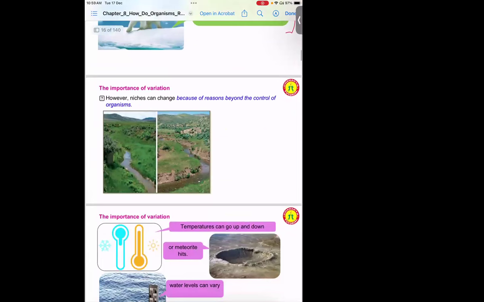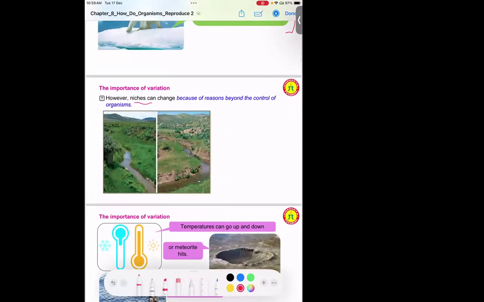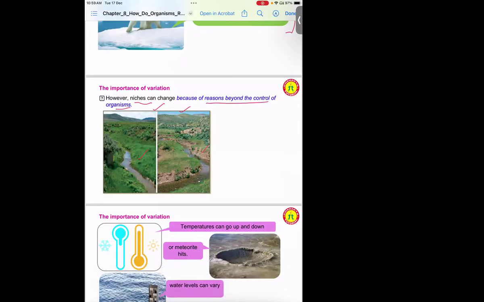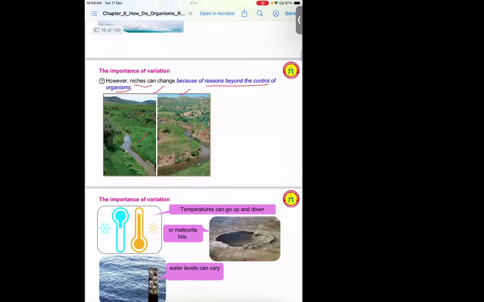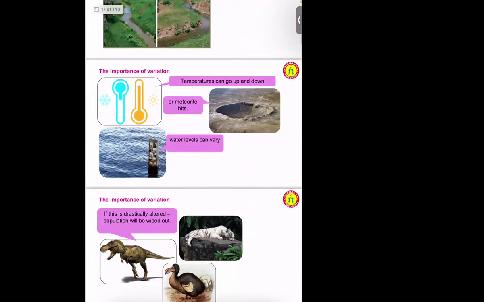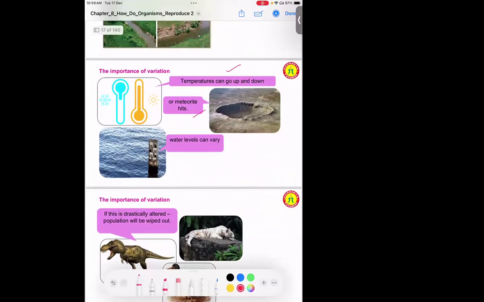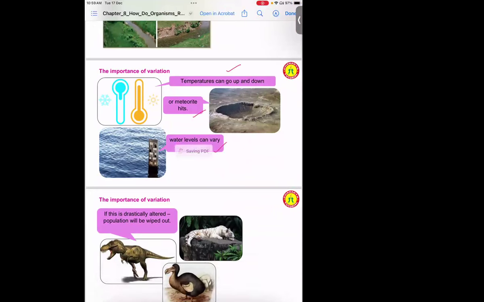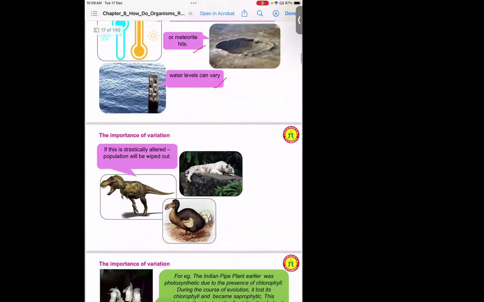However, that niche can be changed because of some reasons. Like you can see in this picture, both are a little different. This one is actually green, and this one is becoming dull, because of reasons beyond the control of the organism. So what happens? Sometimes some reasons are also not in our hands. It's beyond our control, and because of them, the place where they live changes. So temperature can go up and down, meteorites can hit, as well as the water level can vary. So these are also some of the factors where the variation can differ.